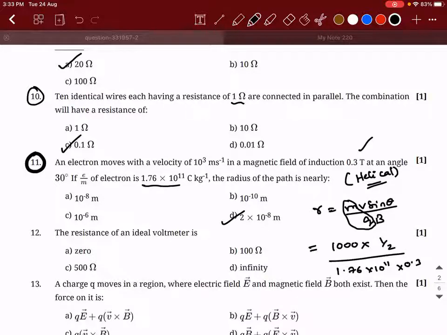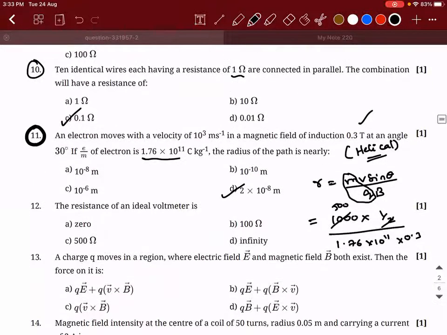2 into 10 power minus 8. Did you get it? But no, that is not the answer. The answer is 10 power minus 8 meter. Okay, calculation, sorry. Can you say what you did in the second step, sir? Substitute the formula, R is equal to m v sin theta by QB, sir. The ratio you said, E by M. Yes, sir. That one, sir. It is M by E.